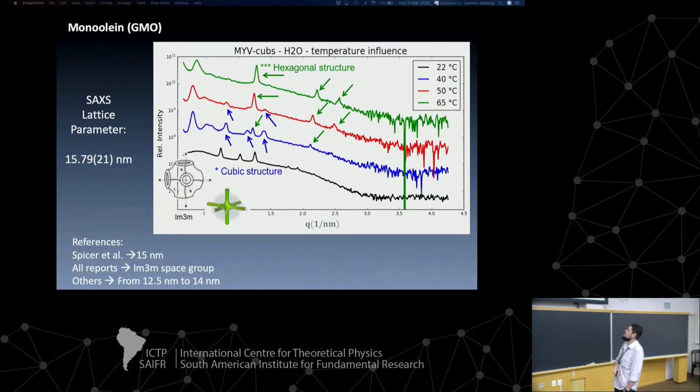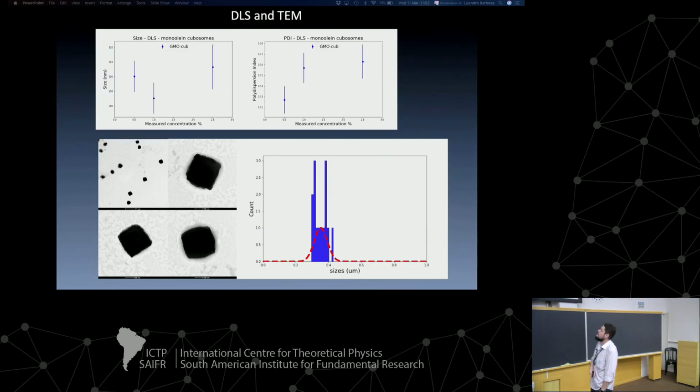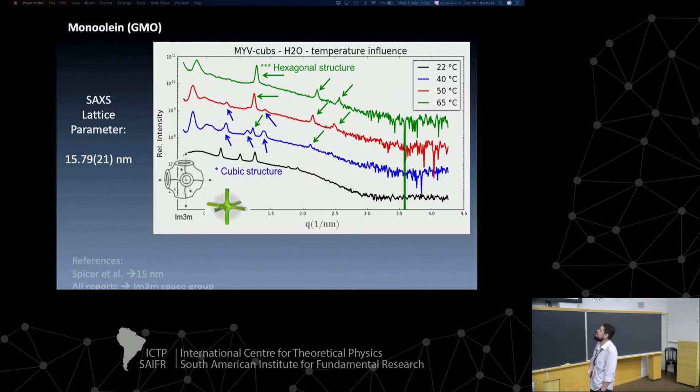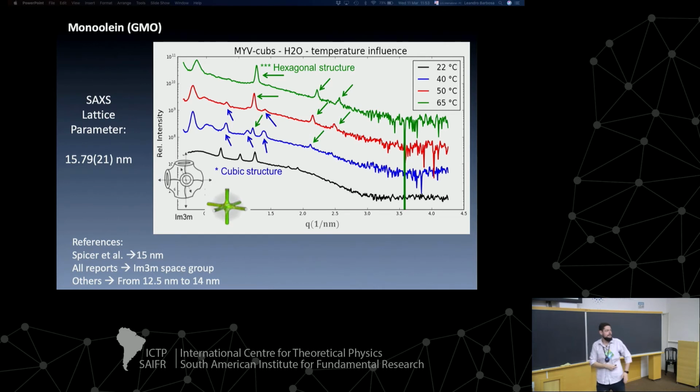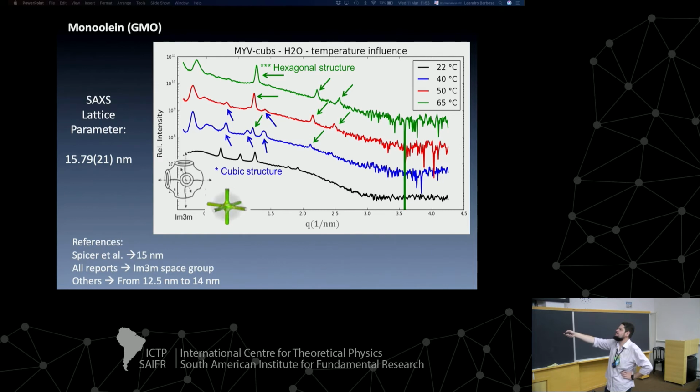And then we also have the lattice parameter. We'll see we are talking about hundreds of angstroms. So here 15.8, almost 19, almost 16 nanometers. So it's kind of large structures.